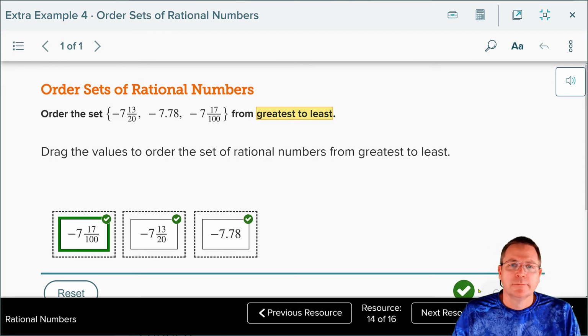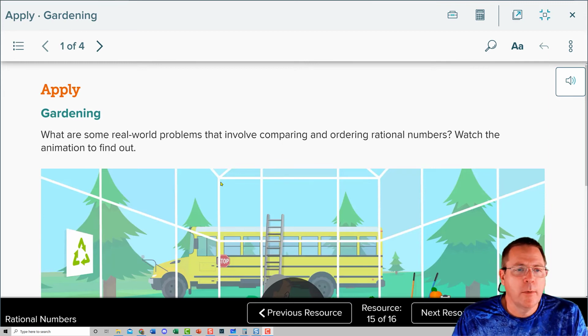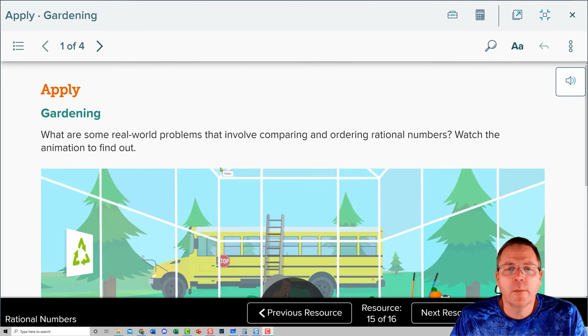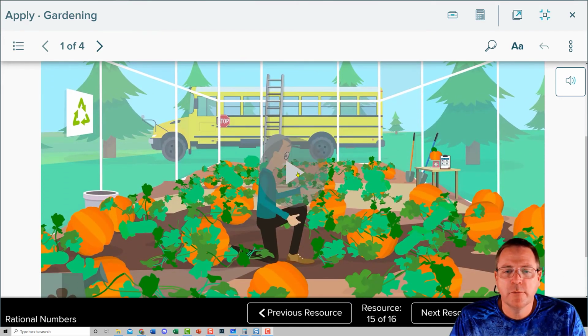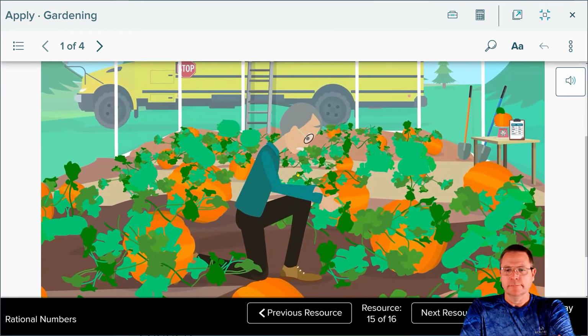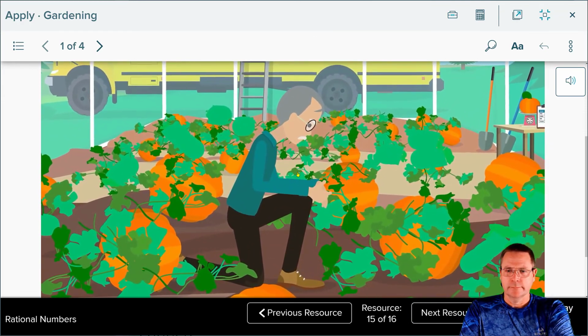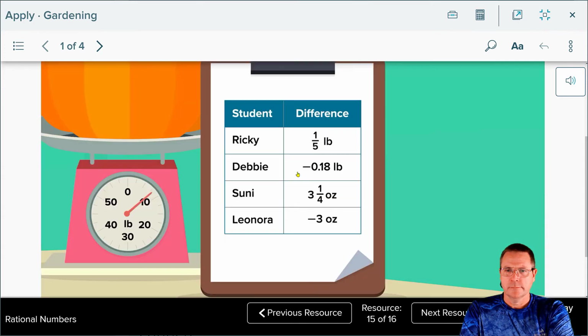Easy math. And now it is time for us to have an apply problem, where we're going to look at some real-world problems involving comparing and ordering rational numbers. Let's watch the video. Mr. Plum's agriculture class is growing pumpkins under different conditions. The table shows the difference between the weights of some students' pumpkins and the weight of the pumpkin with the current class record. The weight of which student's pumpkin is closest to the weight of the record pumpkin?